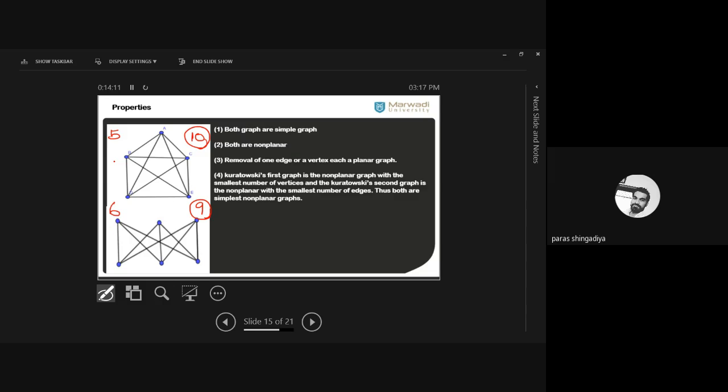With the smallest number of edges. So we can consider any short question, either an MCQ: which of the following graphs is a non-planar graph with the smallest number of edges? First option is K5, second is K3,3, third is K3,2, fourth is none of these.